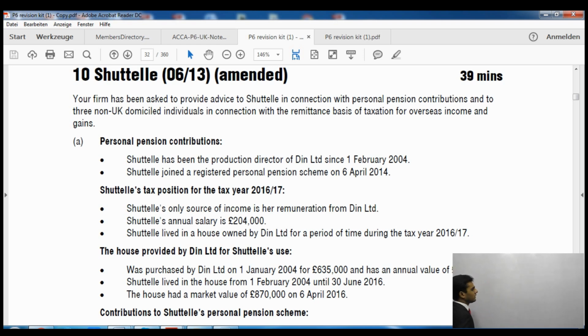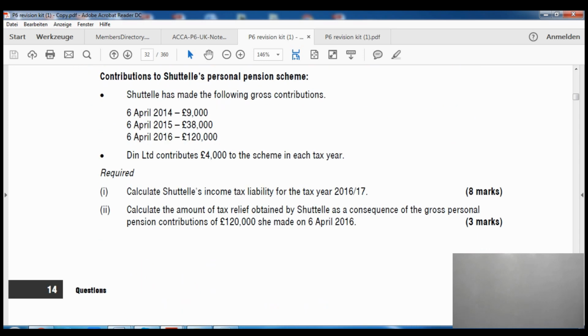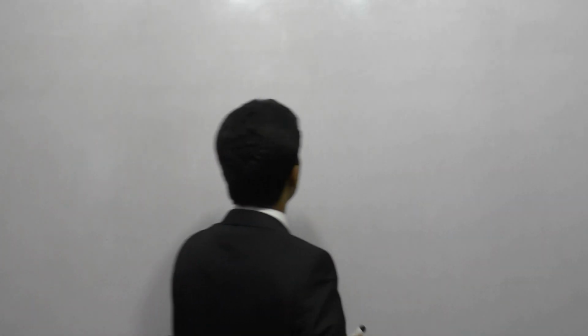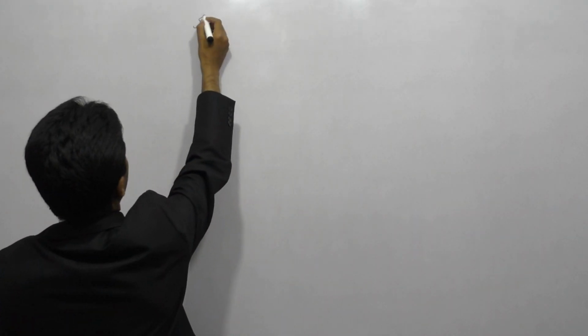All right. So first of all, we'll have to read the requirement again. It is Shuttelle's income tax liability. I'll just cancel the share screen so that I can do it on the board. You can see me do it. So it is Shuttelle's income tax liability.